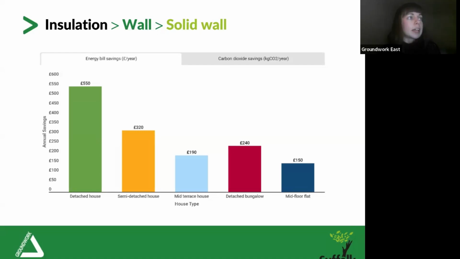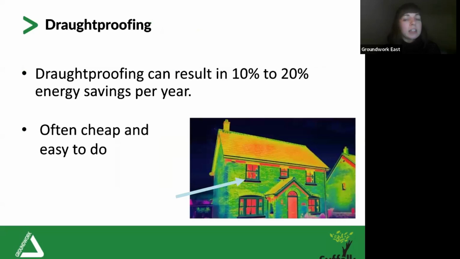Great. So we'll look at draft proofing next, and see which tips we might want to share with residents and householders. So obviously draft proofing can be some of the cheapest and easiest ways to cut energy costs around the home. We've seen some of the examples already shown and shared around the group. But obviously the aim is basically to stop cold air coming in and prevent warm air from escaping. In this image that you can see on the bottom right hand corner, the heat is being lost through the windows and the doors.